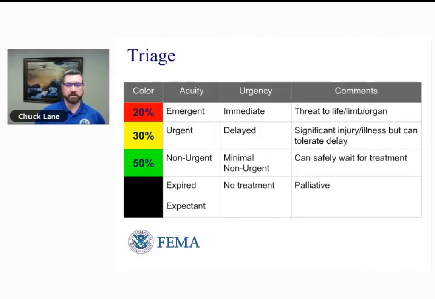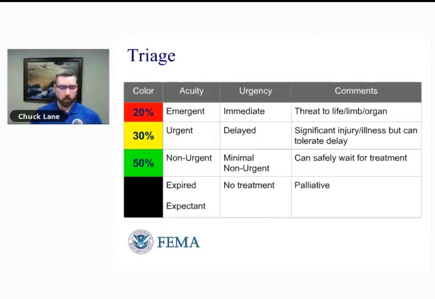Now, the last one is our expired or expectant patients. These are the patients that, when we're dealing with a mass casualty surge, are not going to experience care, for lack of a better term. So we're still going to provide palliative care, but we're not going to necessarily provide any life-saving treatments, right? So maybe that's resources, maybe the injury is too grievous that we just can't manage things, so we're going to move them along.